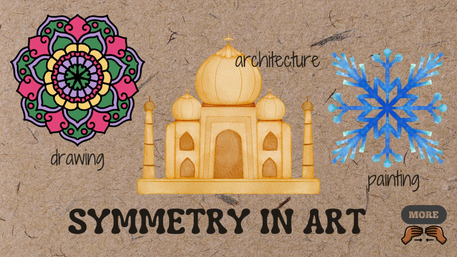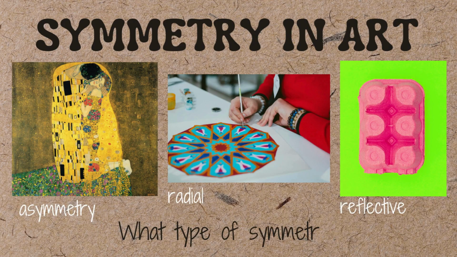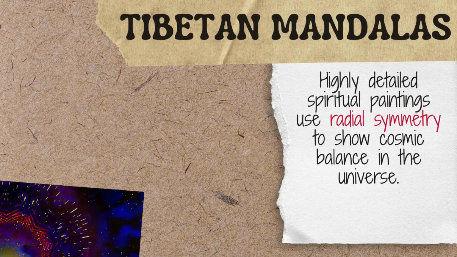Symmetry in art can be found in all different places: drawing, architecture, painting, and more. Symmetry in art. Here are some examples. What type of symmetry do you see in these pieces?